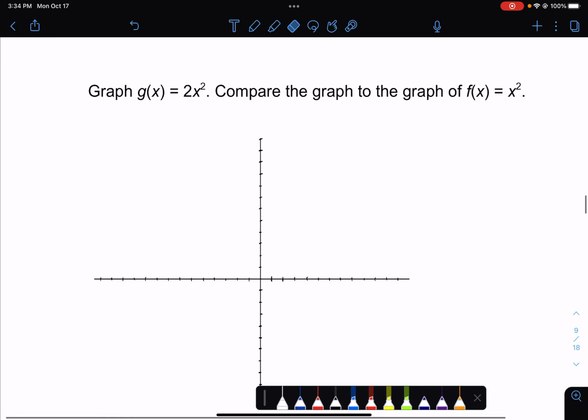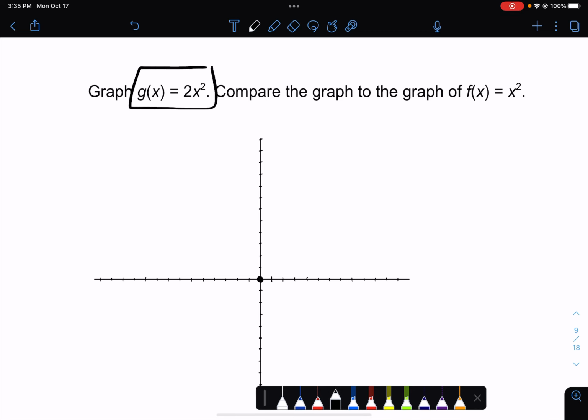So if it wants me to graph the function 2x squared, first of all, the only thing I have is a 2 in front of the x squared. So I know that my function is still going to be at 0, 0. So I'm going to start at 0, 0. Okay, that's step 1.